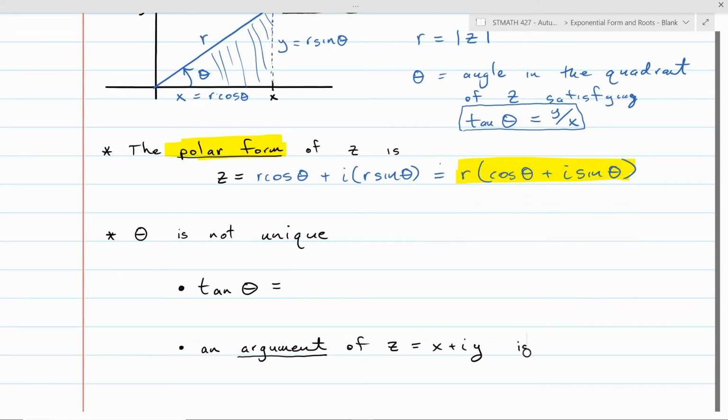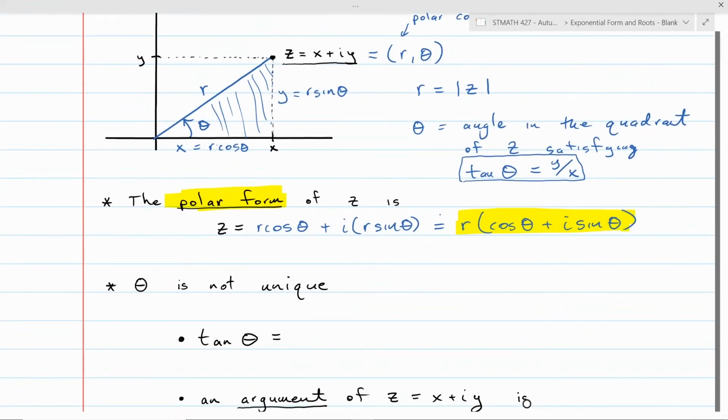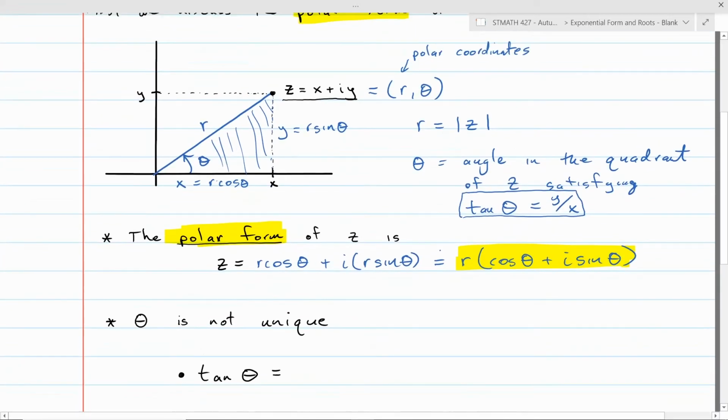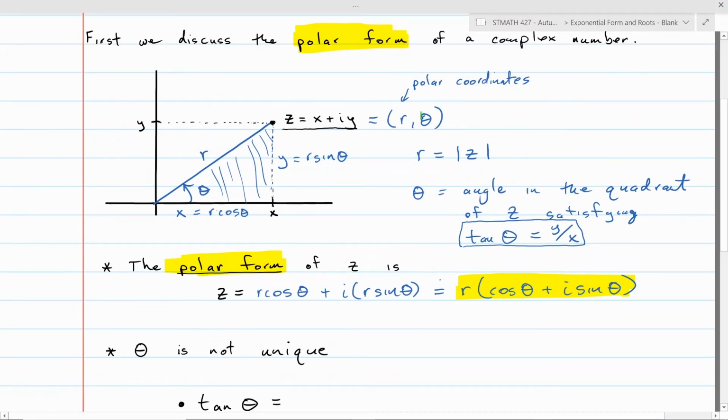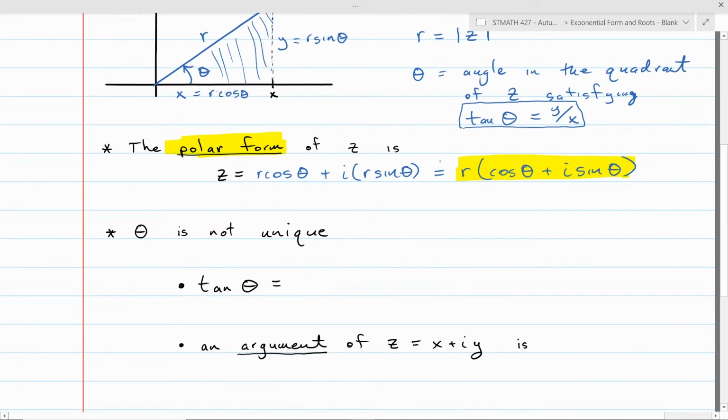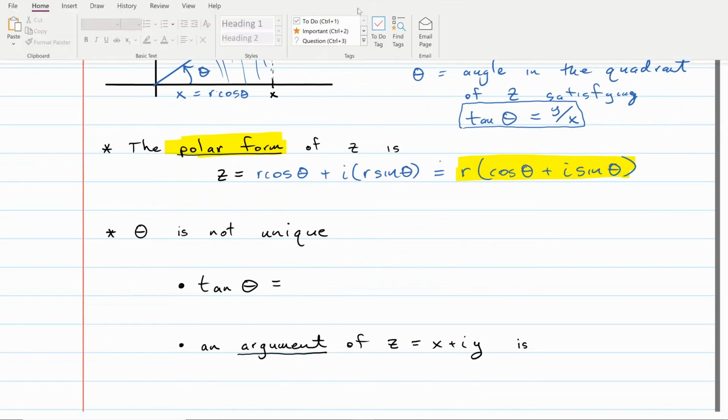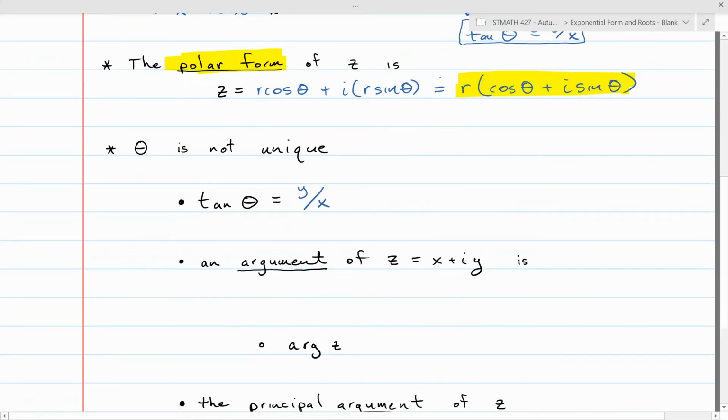But the problem always with polar coordinates of a point is that, let me go back up here to the top. When we were looking at the polar coordinates r comma theta, the angle theta, if you just start adding multiples of 2 pi to that angle, you get the same polar coordinates. It describes the same point. So theta is certainly not unique. All we know is that tangent of theta equals y over x. And there are lots of angles theta where tangent of theta equals whatever the y over x is.